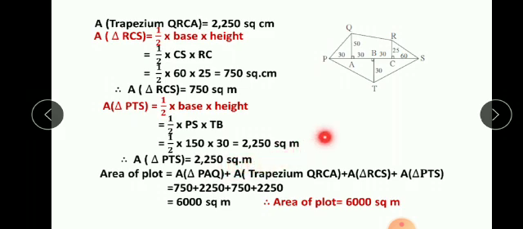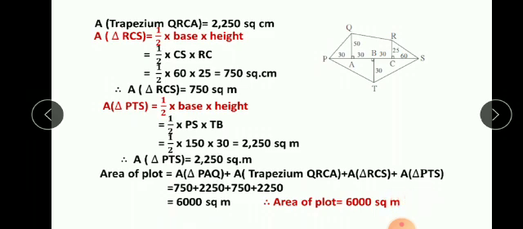Now in this way we have found each and every area. Now let us find the complete area of the plot PQRST. So the area of the plot is equal to, first you add all the areas: area of triangle PAQ plus area of trapezium QRCA plus area of triangle RCS plus area of triangle PTS. One by one, substitute the values: 750 plus 2250 plus 750 plus 2250. So what is the complete answer? 6000 square meter. In this way, the area of the plot is 6000 square meter.